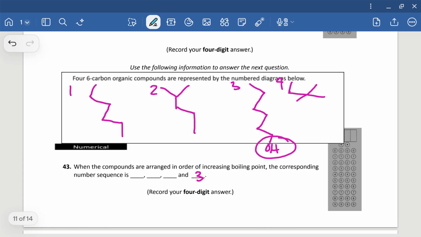And then the rest, because they're just all alkanes, we don't really have to worry about anything else. It's just smallest to largest. So the smaller one would be able to boil first, and then as they get bigger, they would need more energy to boil.